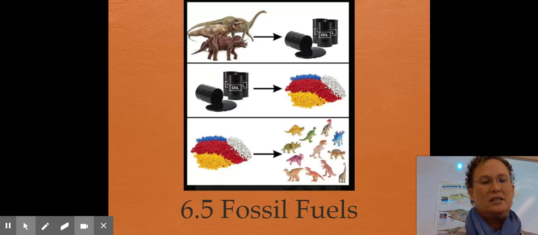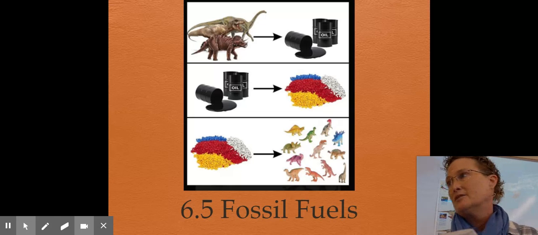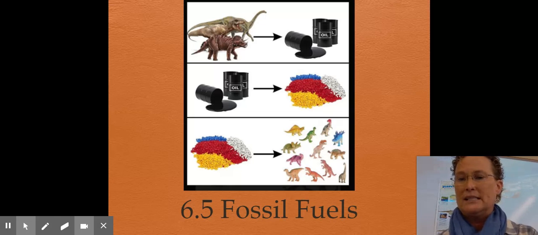So let's go ahead and talk about the objectives for this lecture: that we are going to describe the use and methods of fossil fuels in power generation and describe the effects of fossil fuels on the environment. So this really is a big deal in environmental science.